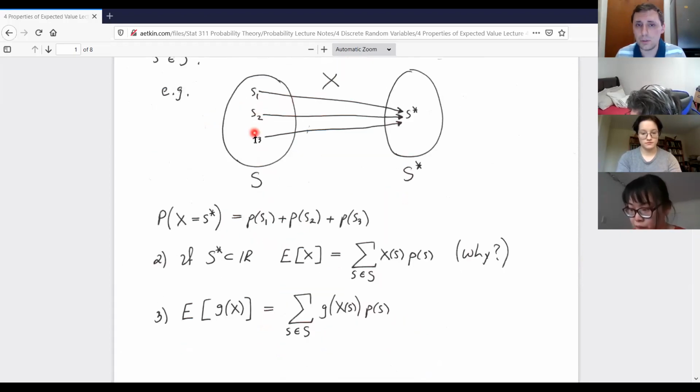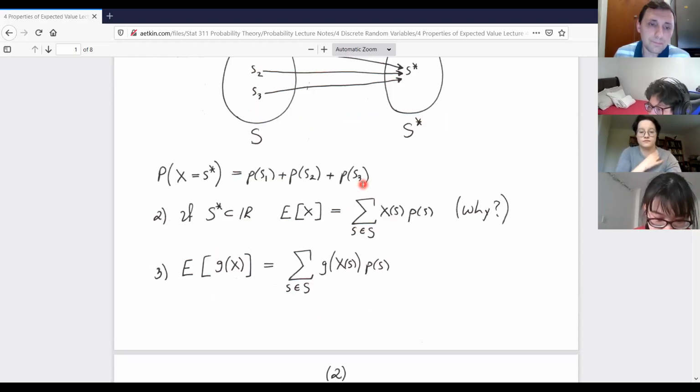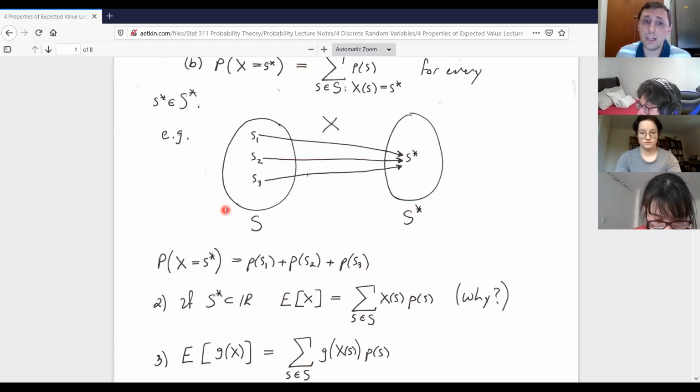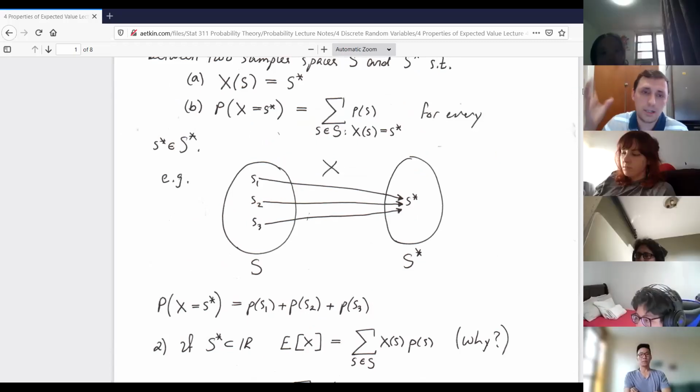Good, and this is just an illustration of what it can be. In this case, it seems that for this particular s star, 3 individual outcomes were labeled as s star, so we add up 3 individual probabilities. I see. So the formula right above it is what you just did, right? Yes. I mean, I just came up with any sort of example.